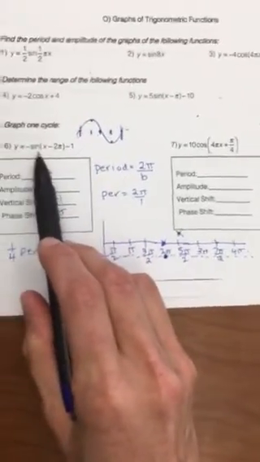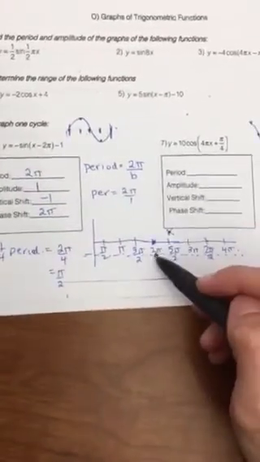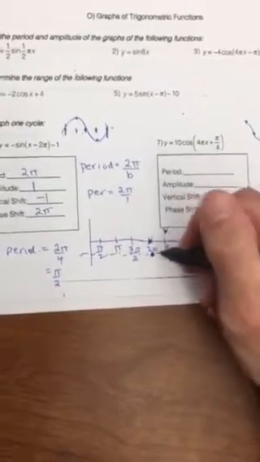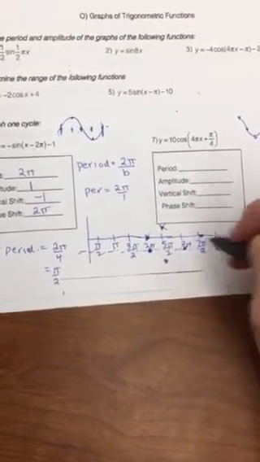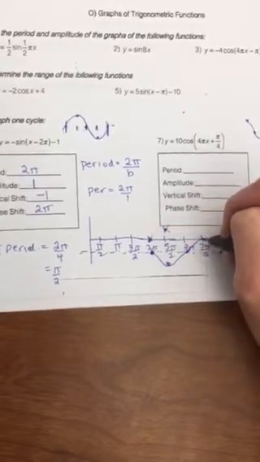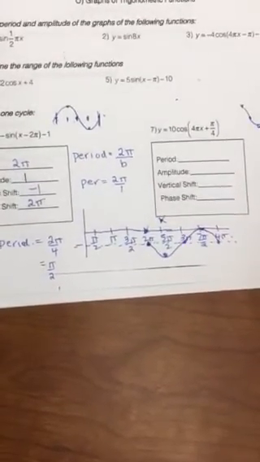And because of the fact that this function is negative, instead of moving up first, I'm actually going to move down. So it's a negative sine wave. And this is what your function should look like.